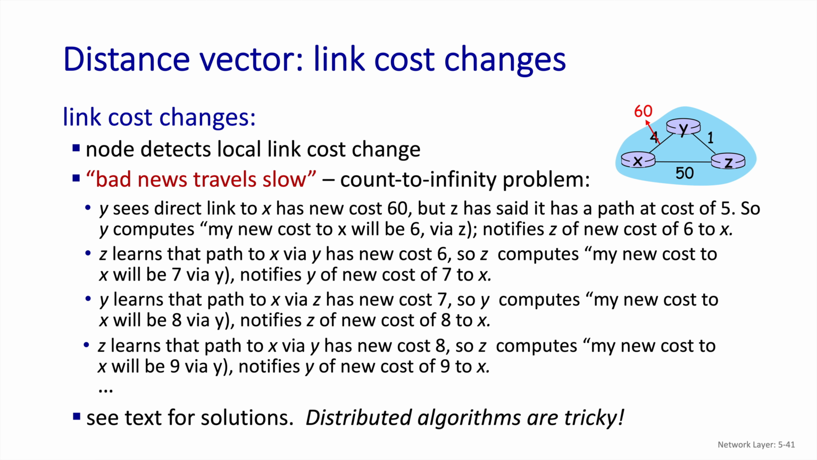Y will see this, increase its distance vector cost to 8, and send that back out. This process just keeps ping-ponging back and forth between y and z until the cost exceeds 50. At that point, z will use its direct link to x instead of the path through y, and the process will stabilize. But we can see that this takes many more iterations than the example where the link cost was reduced, and hence the saying that bad news travels slow.